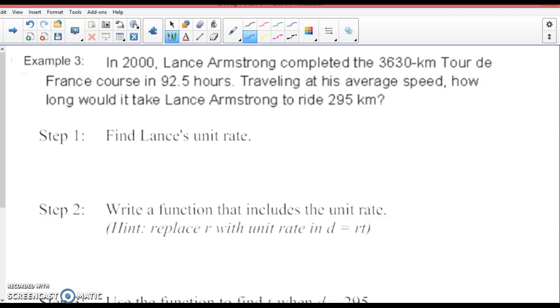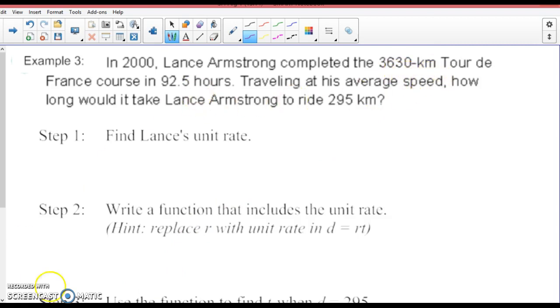In 2000, Lance Armstrong completed a 3,630 kilometer Tour de France course in 92.5 hours. Traveling at his average speed, how long would it take Lance to ride 295 kilometers? Find Lance's unit rate. Personally, I would not do it this way. I would set up a proportion. What are the two things we're comparing? And we're going to do this two ways.